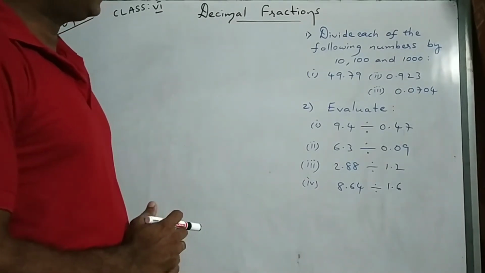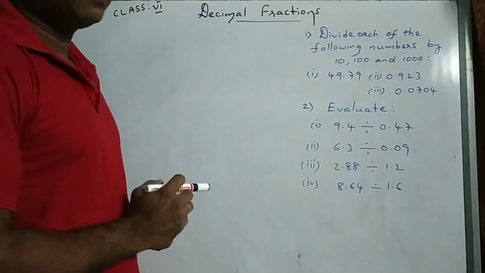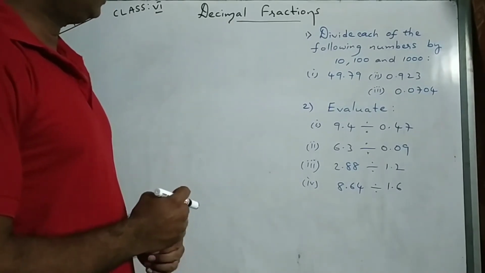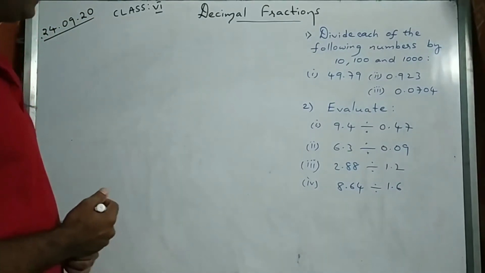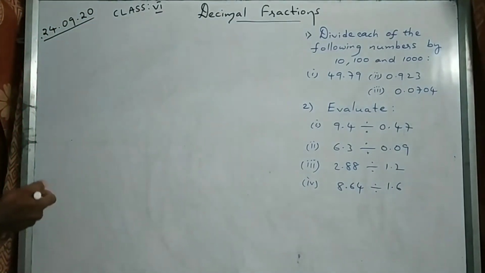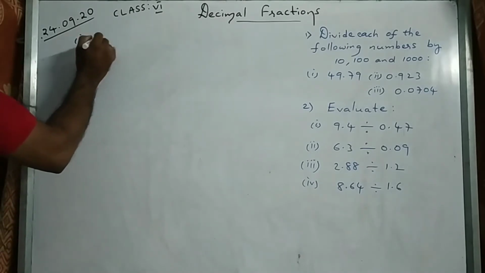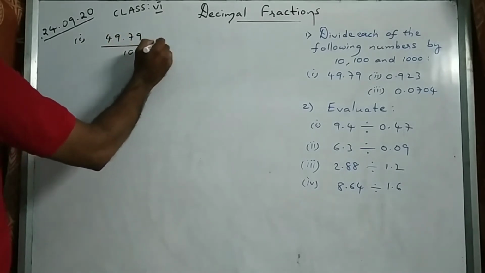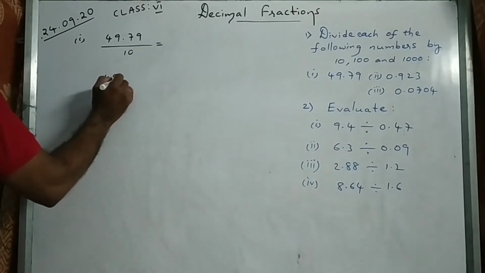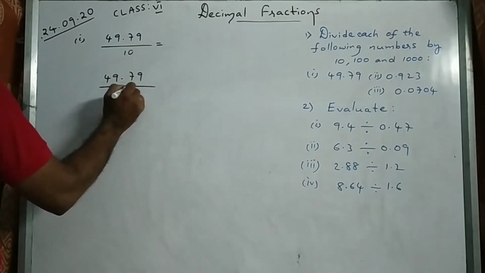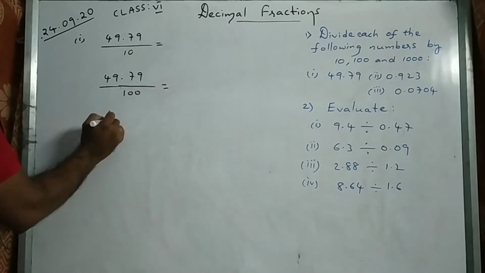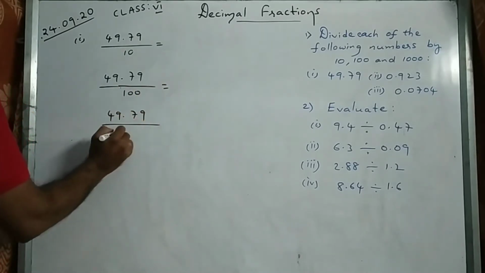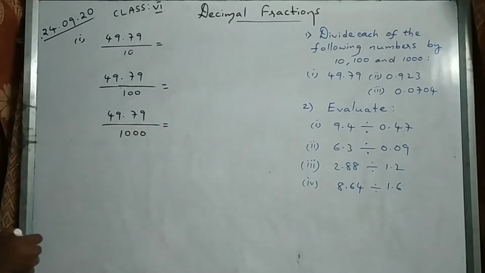In the previous class we have seen the multiplication of decimal numbers. Today let us see how to divide the decimal numbers. First question you look at: divide each of the following numbers by 10, 100, 1000. You look at the first question. 49.79 by 10. Similarly, same number with 100, same number with 1000.